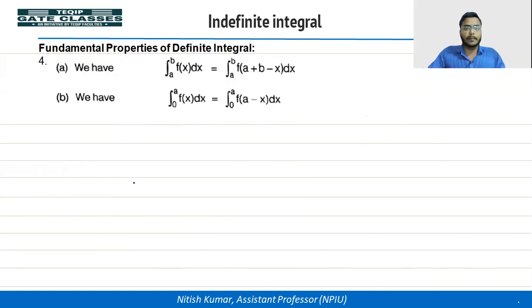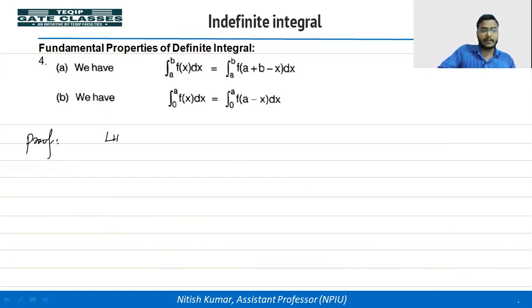Fourth fundamental property of definite integral: we have integration a to b of f(x) with respect to x is equal to integration a to b, we can write, function of a plus b minus x with respect to x. Okay. So let's see the proof.